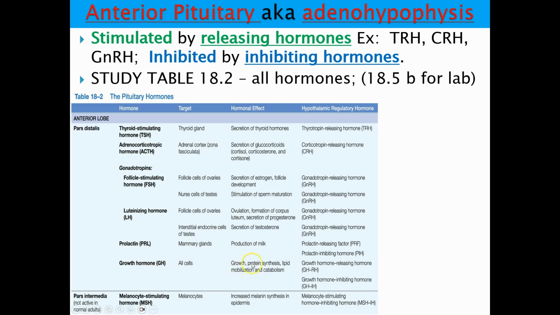All right, growth hormone, you can see it targets all the cells of the body, and what it does is it stimulates protein synthesis, notice lipid mobilization, i.e. it stimulates growth, as the name suggests. Again, you don't need to know the releasing and inhibiting hormones by any means. All right, the final hormone is melanocyte stimulating hormone. As that name suggests, it targets the melanocytes, and that causes them to start synthesizing more melanin. All right, so these are very straightforward.